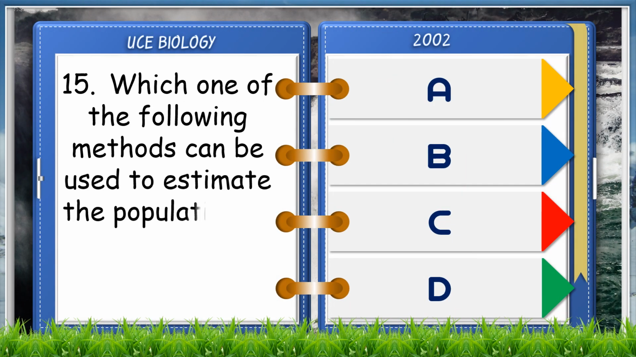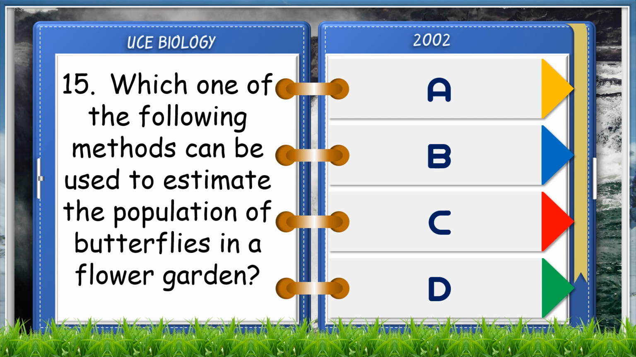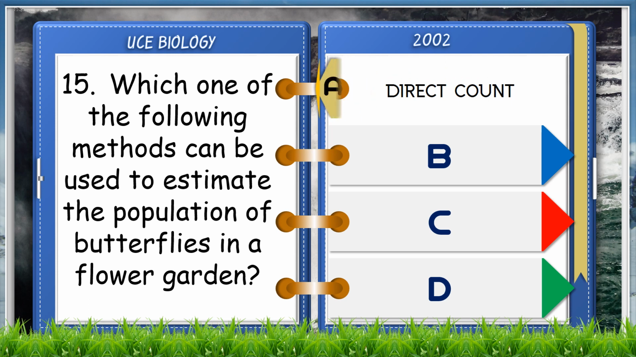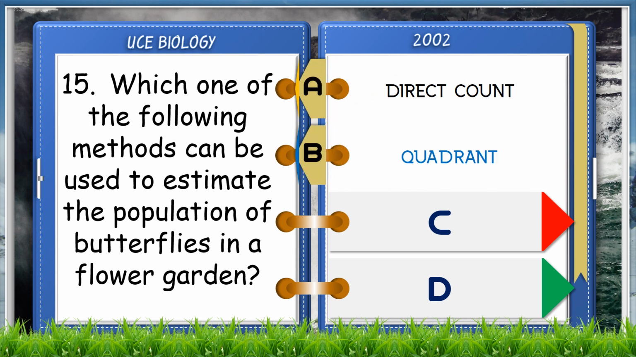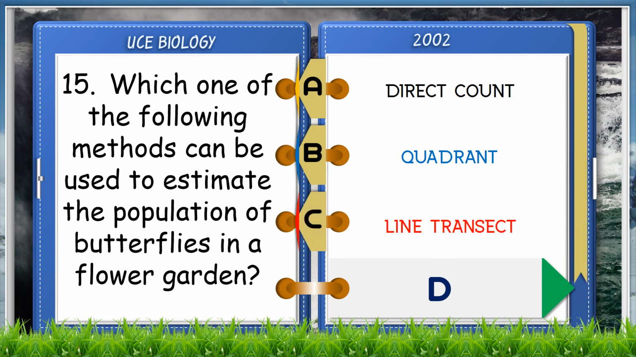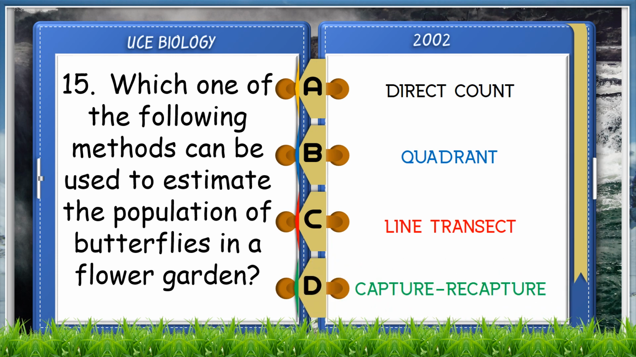Which one of the following methods can be used to estimate the population of butterflies in a flower garden? A, dialect count. B, quadrant. C, line transect. D, capture recapture. The answer is D, capture recapture.